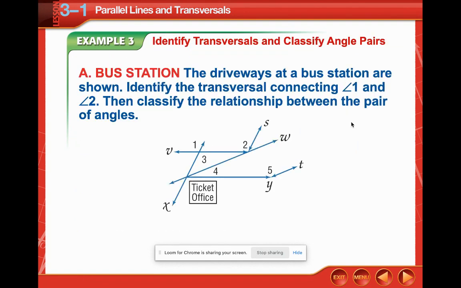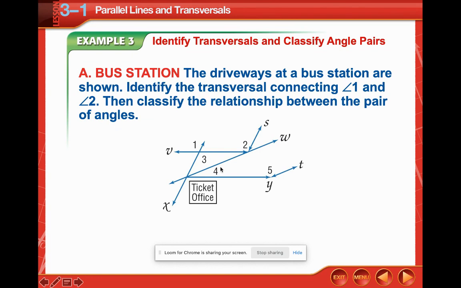Okay, a bus station. The driveways at a bus station are shown. Identify the transversal connecting angle 1 and angle 2, then classify the relationship between the pair of angles. So these are all the driveways. We need the transversal connecting angle 1 and angle 2, and then classify it.